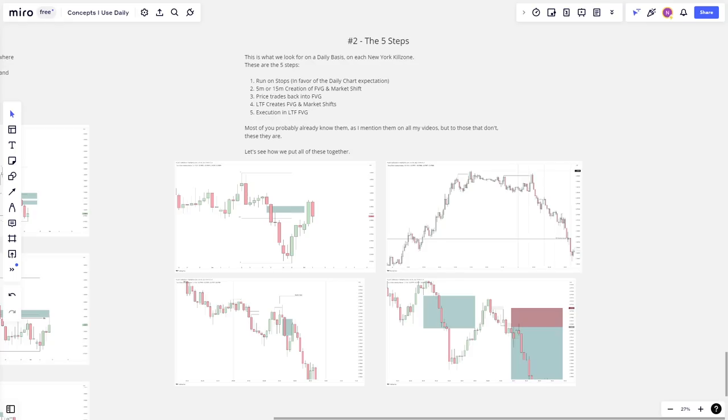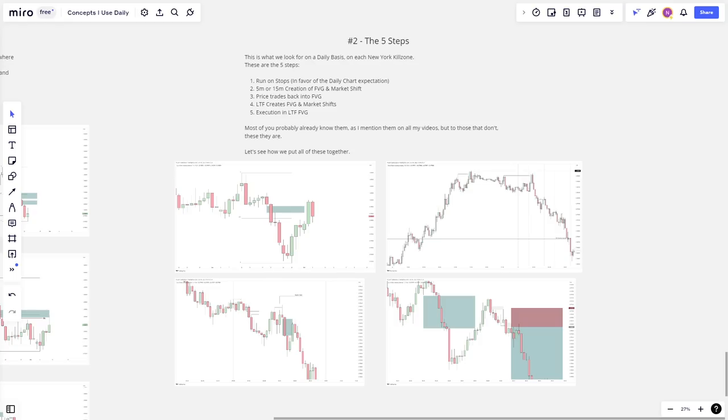New York kill zone goes from 7 a.m. New York all the way up to 10 a.m. New York. But I do tend to trade up to 11 a.m. New York, depending on the case, depending on if I really want to trade, it depends on a lot of things, but usually trades still show up to 11 a.m. New York. But ICT does recommend trading from 7 to 10, so if you do want to follow that, it's probably better. This is what we look for on a daily basis, always on the New York kill zone.